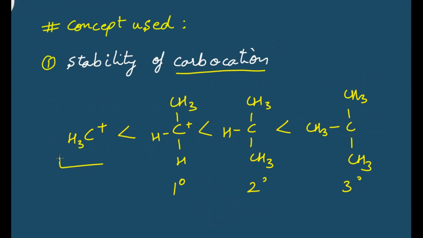This is methyl carbocation. It is least stable. Now this is 1 degree, this is 2 degree and this is 3 degree, also known as primary, secondary and tertiary, right? So tertiary carbocation is most stable. After that comes secondary carbocation and after that primary carbocation. Now this stability of carbocation decides the major and minor product. How is that possible? Let's take a look at that.